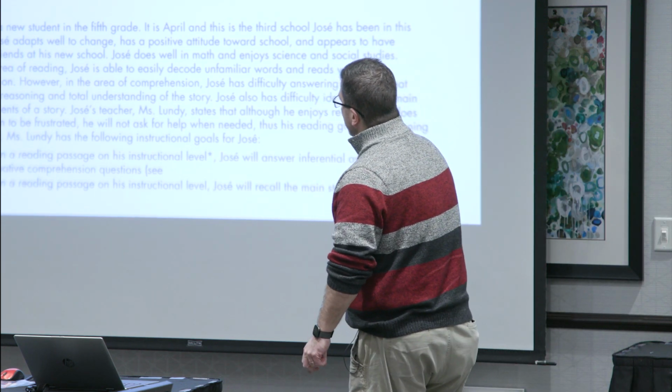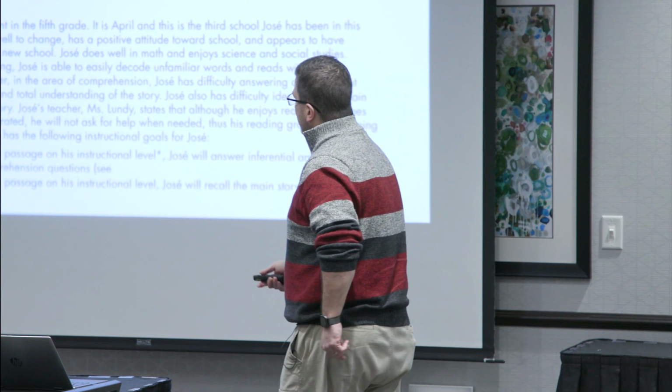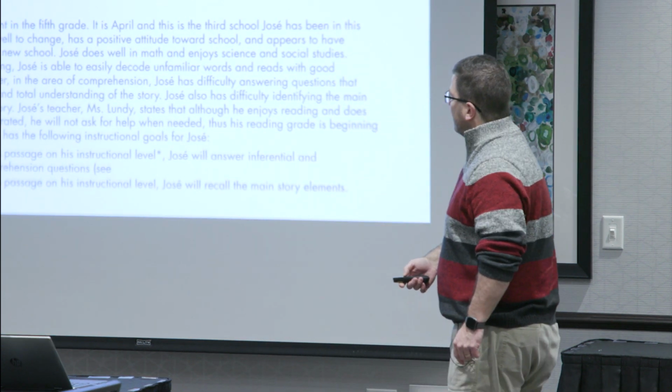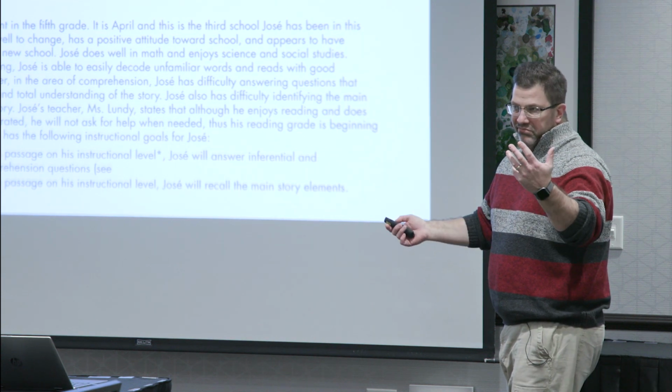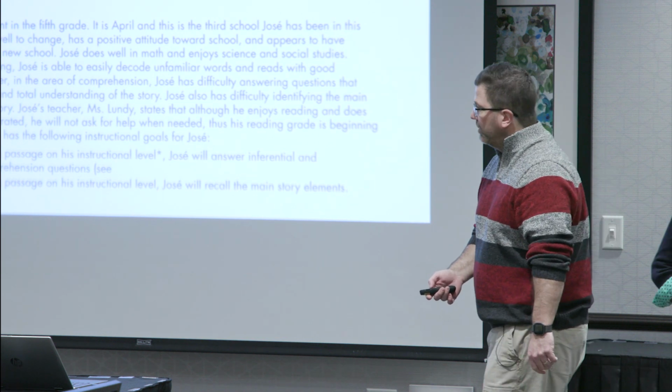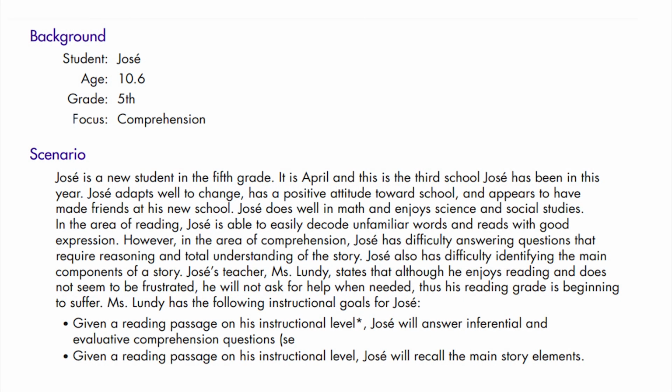So this is our student. His name is Jose. He's 10.6 years old, a 5th grader, and the focus is comprehension. Here's a little bit about him. This is more or less present level statements, giving us some background information, and you have that in front of you. While you're reading it yourselves, I'll read it up here. New student in the 5th grade, it's April. This is the 3rd school Jose has been in this year. He adapts well to change. That's good. He has a positive attitude towards school and appears to have made friends at his new school. Jose does well in math, enjoys science and social studies. In the area of reading, Jose is able to easily decode unfamiliar words and reads with good expression.